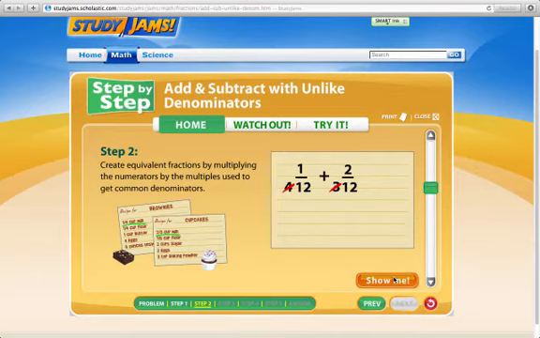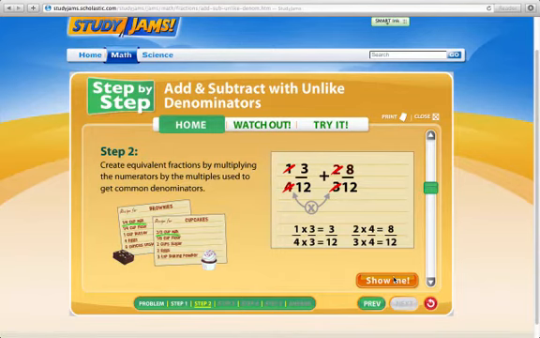For the first fraction, we multiplied 4 by 3 to get 12 in the denominator. Now we multiply the 1 by 3 to get the numerator. You know you have to do the same thing to the top that you do to the bottom. For the second fraction, we multiplied 3 by 4. That means we have to multiply 2 by 4 as well.